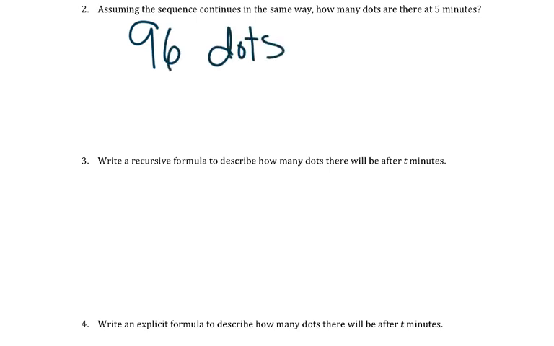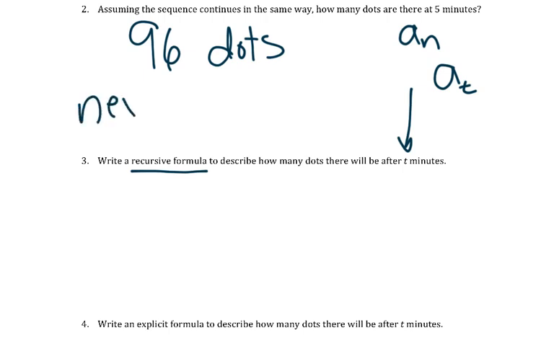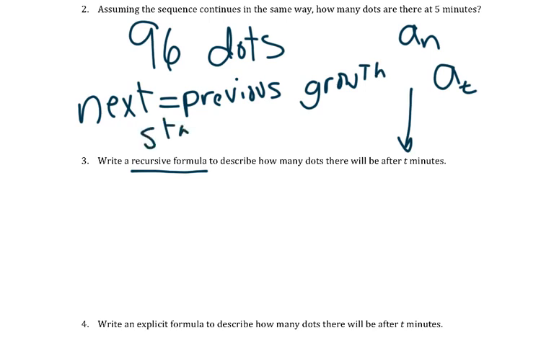Okay, now I want you guys to write a recursive formula to describe how many dots there are going to be after t minutes. Okay, so t is our variable. So instead of a sub n, here you're going to do a sub t for that recursive formula. And remember, the recursive formula is the next term equals the previous term, and then the growth. You also need where it starts.